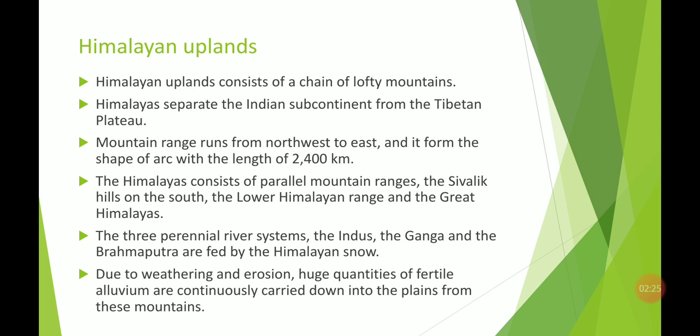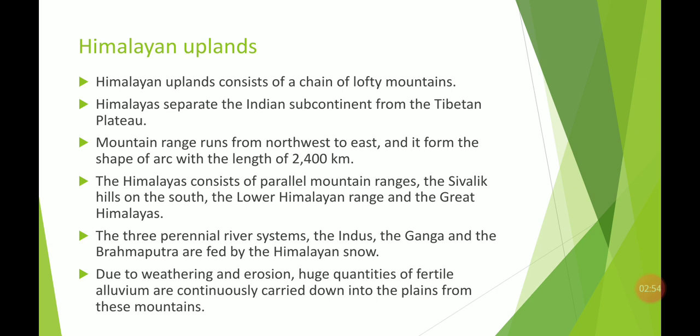Let us start with the Himalayan uplands. So what is the Himalayan upland? The area that is found near the Himalaya is the Himalayan upland. The Himalayan upland consists of a chain of lofty mountains. Lofty means the highest mountains that are found in those areas.